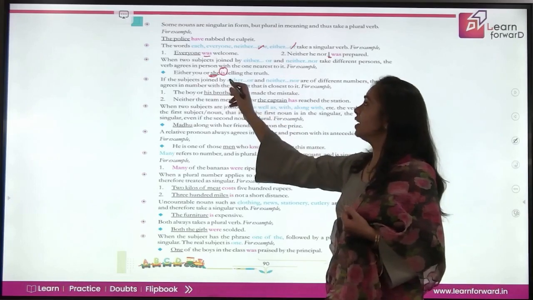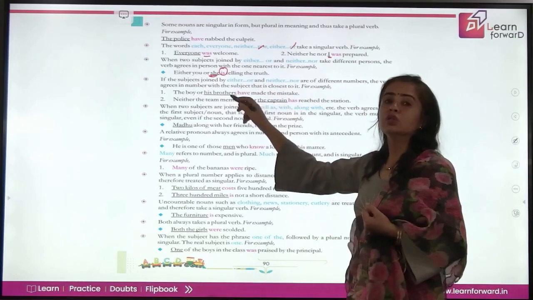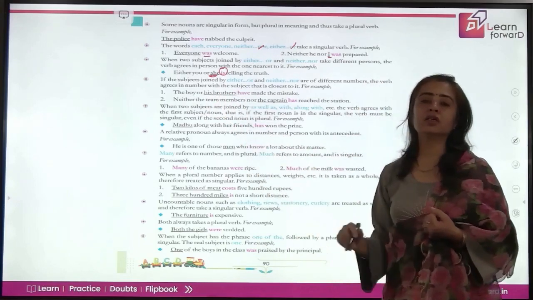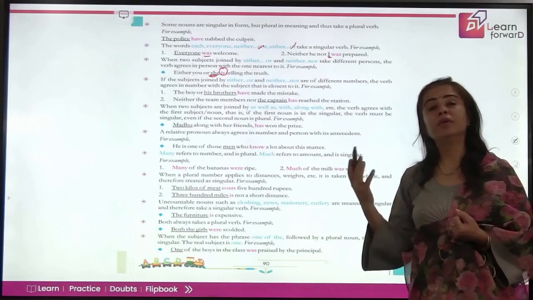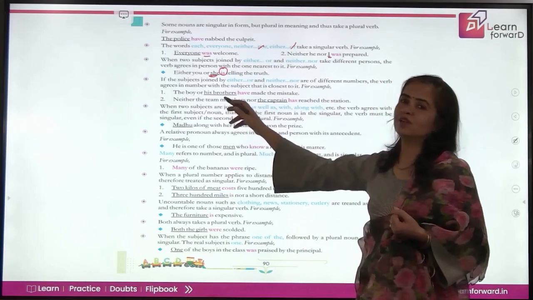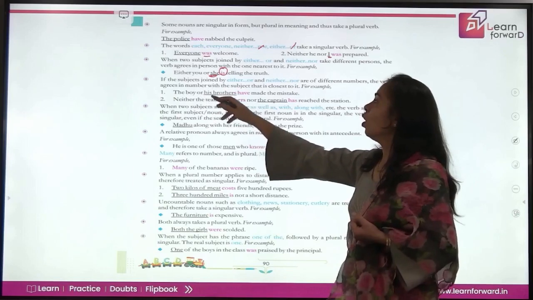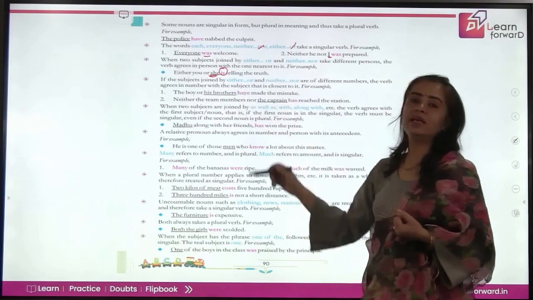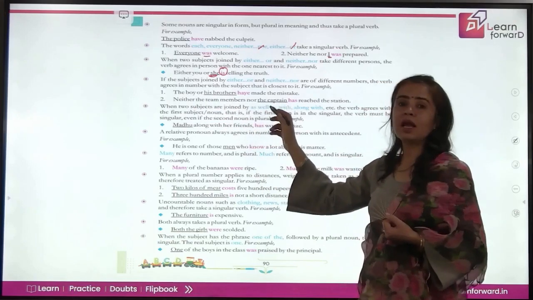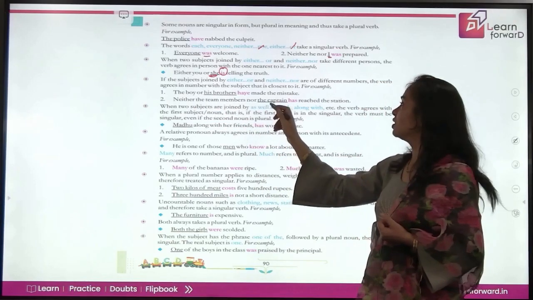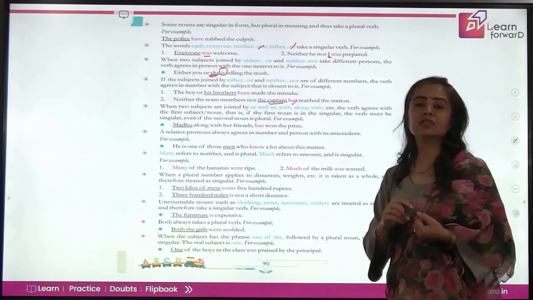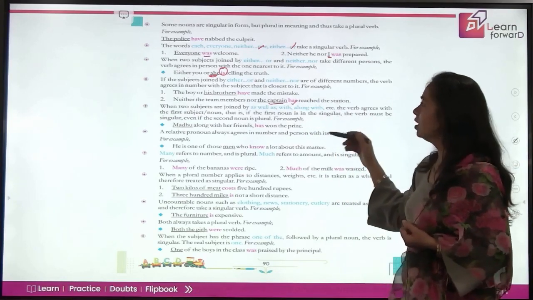If subjects are joined by either or, neither nor, the closer one is taken. So here, the boy or his brothers. Which one is closer to the verb? Brothers. That means the later subject is brothers. This is plural, so we will use a plural verb here. The boy or his brothers have made the mistake. And neither the team members nor the captain. So here the later part of the subject is captain, which is singular. So we will be using has here, a singular verb: has reached the station.